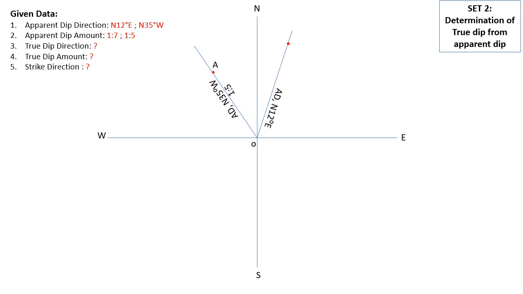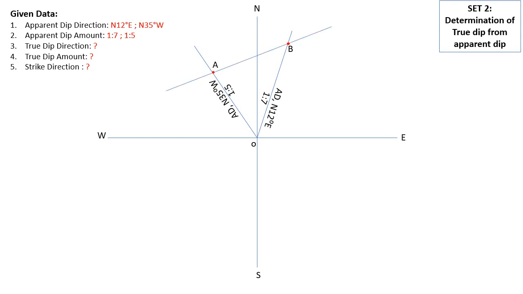Then we will mark the amount on that. So on north 12 degrees east, what is the amount? 1:7. So we are going to mark it as 1:7 and you can name it as A or B. Then along north 35 degrees west, what is the amount? 1:5. That is given in the problem. So we got the two points A and B.